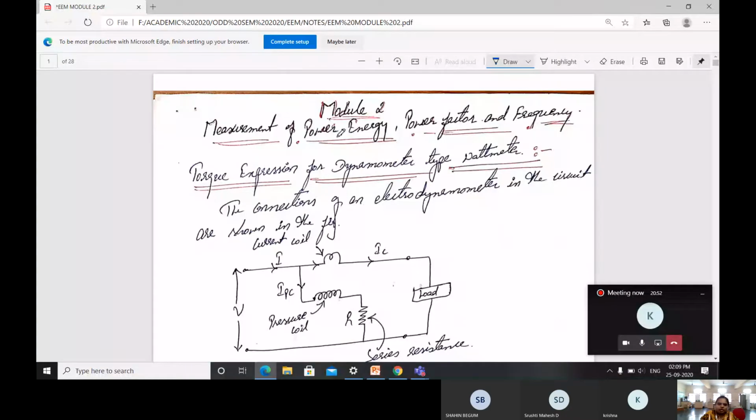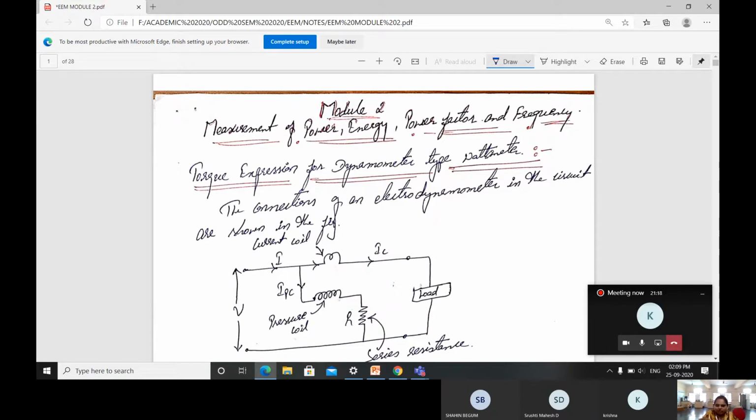Okay, in module 2, the first topic is we are going to derive a torque expression for a dynamometer type wattmeter. The deflection in any of the ammeter or voltmeter or any wattmeter is based on the torque that is induced in the meter. How much the deflection is, that much reading we are going to measure.